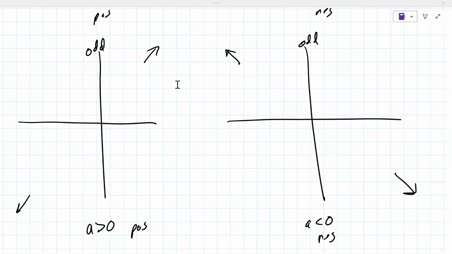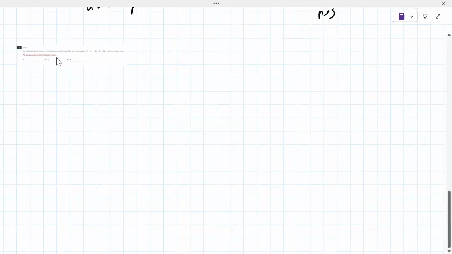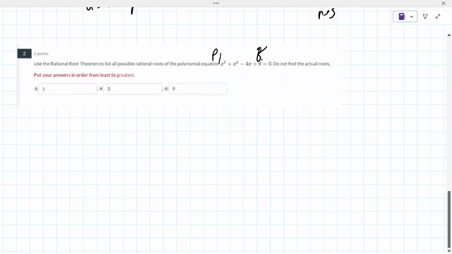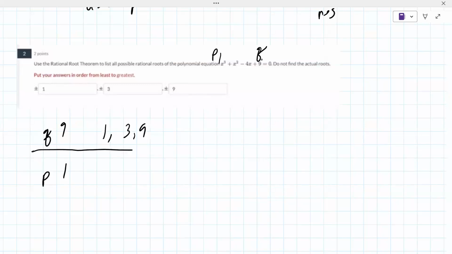No. Okay, so now we can go to number 2. See what number 2 says. Use the rational root theorem to list all possible rational roots of the polynomial equation. So you focus on this thing called P and Q. P is 1 because the number in front of x squared is 1. Q is 9. So you're supposed to write all the factors of each of them. For Q, it's 1, 3, and 9. For P is 1. And then you end up dividing here.